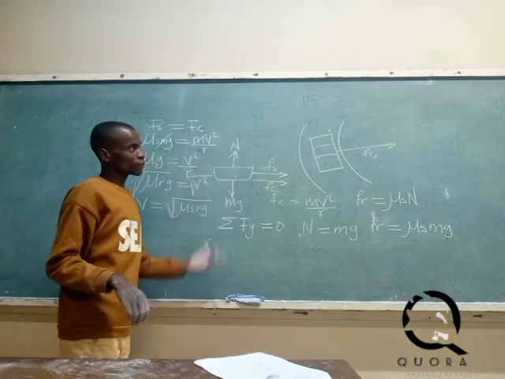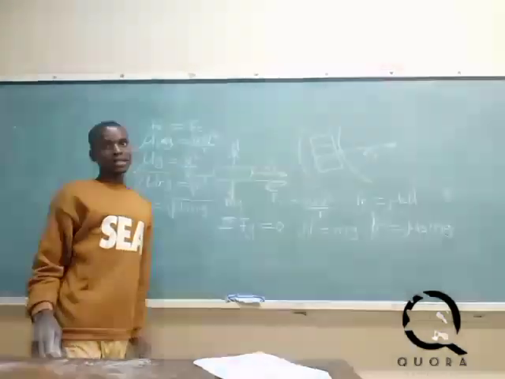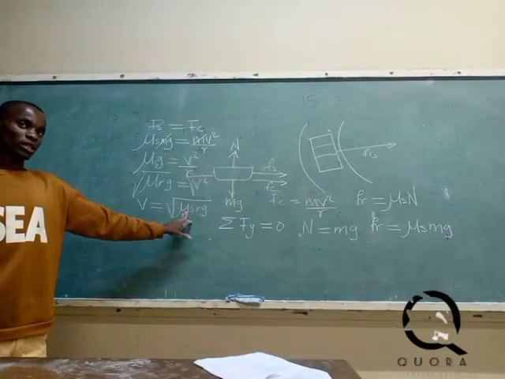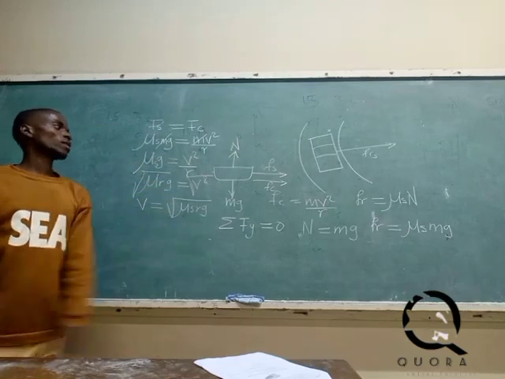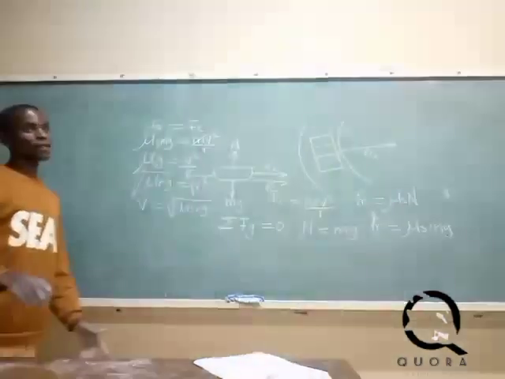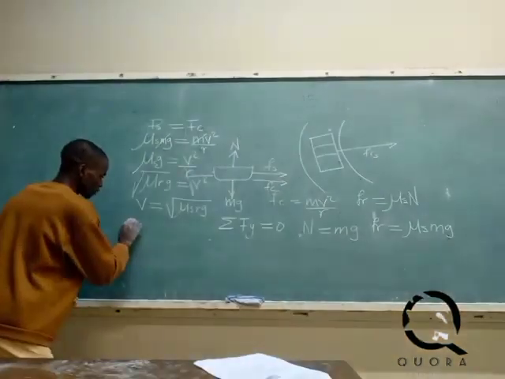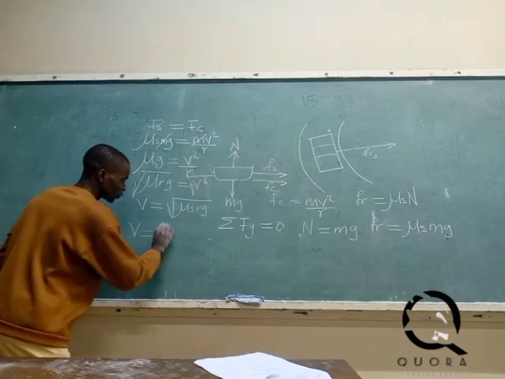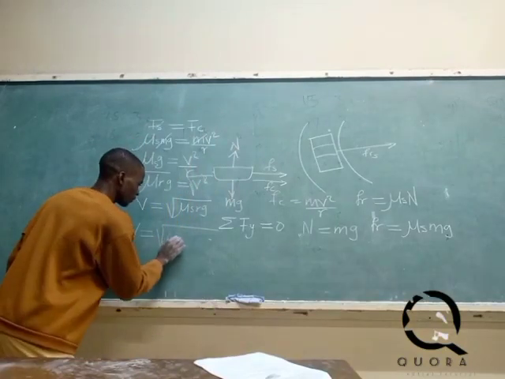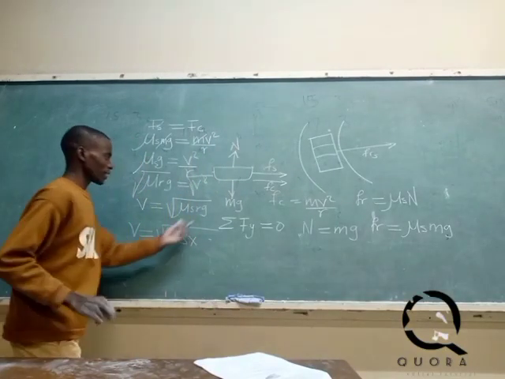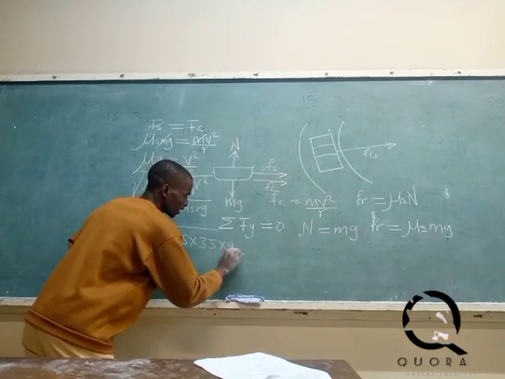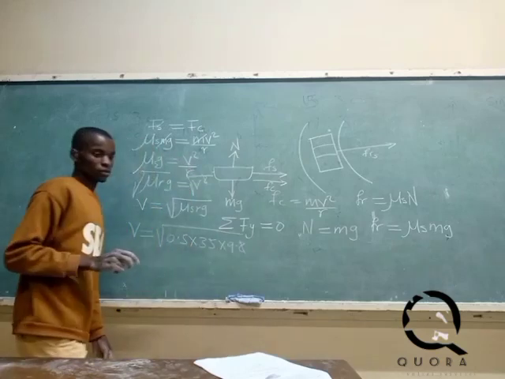So you plug in the values that will be given. Make sure that the radius is in meters. Mu doesn't have units because it is a ratio between the friction force and the normal force. Then g has to be 9.8 meters per second squared. So my velocity at this instant is the root of 0.5 multiplied by the radius, 35, multiplied by 9.8.